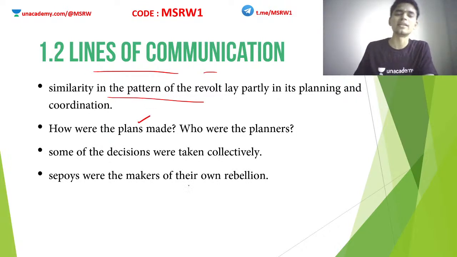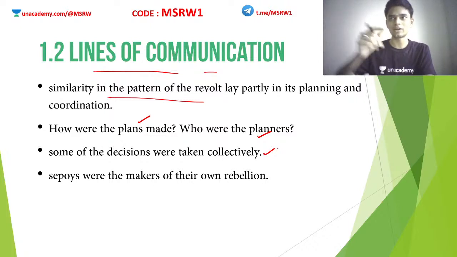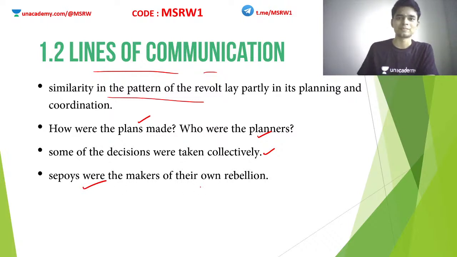So how were these plans made? Who were these planners? Okay, we do not know much about these things, but we know that these things were there. Some of these decisions were taken collectively. Okay, there was no one particular leader or anything. It would have been a collective decision of a group of people. Okay, for example, the Sepoy Mutiny itself. It was not conducted by one Sepoy. Okay, one person did not lead it. It was conducted by that particular regiment together. It was a collective decision. Okay, so basically Sepoys were the makers of their own rebellion. Rather than a particular leader influencing other sections of the society, basically Sepoys started this rebellion all on their own. Okay, so this is how the very famous 1857 revolt began.